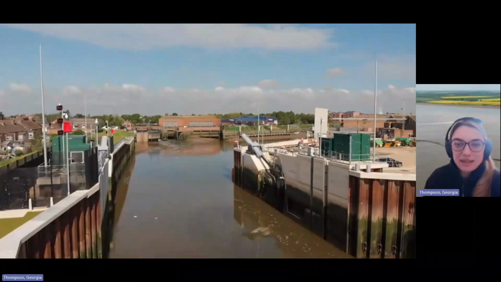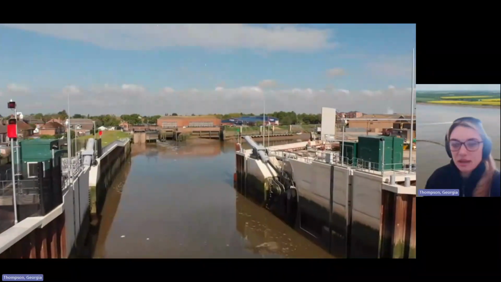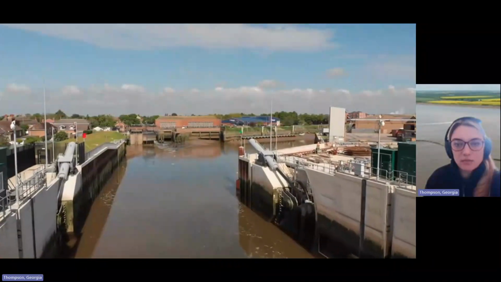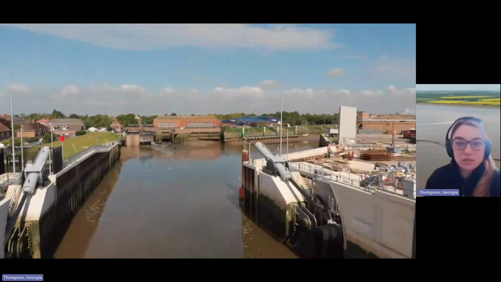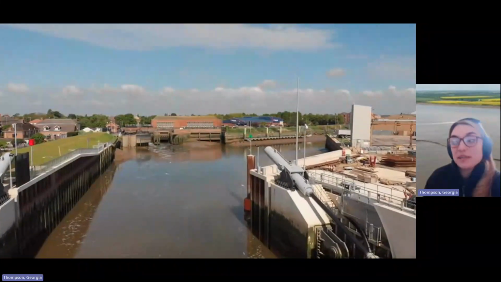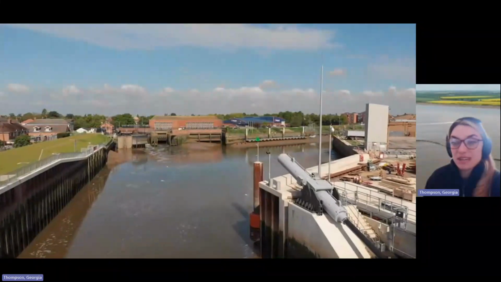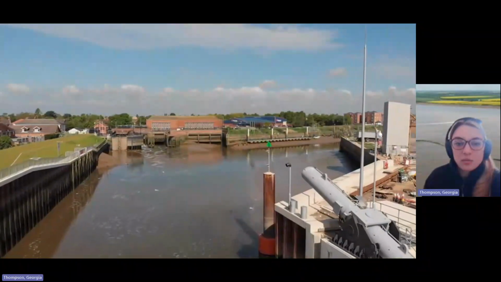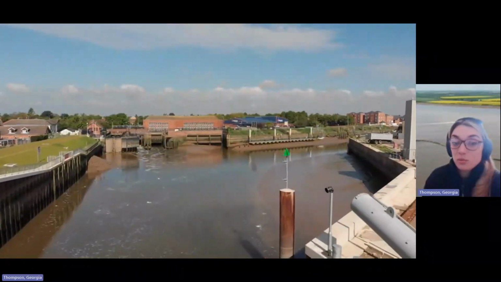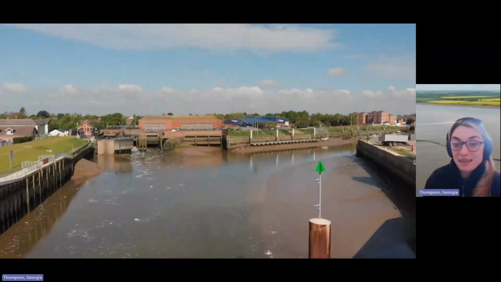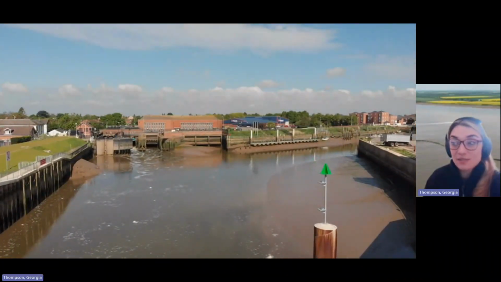But for now, the plan is for the barrier to only go up at peak tide, which will probably be about 1 to 3 times a year, and for maintenance purposes, which is currently once a month. But we know that this is going to become more frequent in the years to come as the impacts of climate change and rising sea levels become more pronounced.